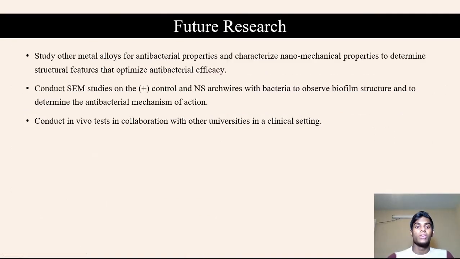For future research, we hope to study other metal alloys for their antibacterial properties and to characterize these nanomechanical properties to determine the structural features that best optimize nanostructures for antibacterial efficacy. And we hope to also conduct SEM studies to observe the biofilm at the micro level and to also determine the antibacterial mechanism of action of these nanostructures. We also hope in the future to do clinical trials to observe how these nanostructures function in the oral cavity.